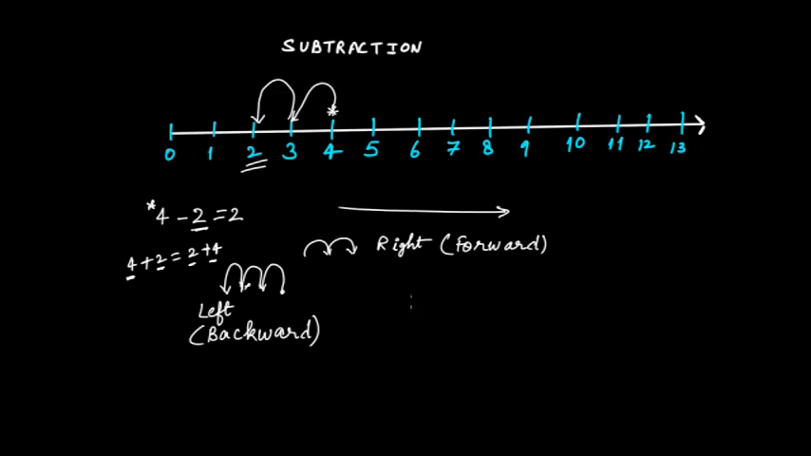Let me take one more example. Suppose you are asked for 8 minus 3. So you have to start by jumping straight to 8. This is 8. And you have to take 3 jumps backward. So 1, 2, and 3. Where did you land? You landed at 5, and therefore the answer is 5.